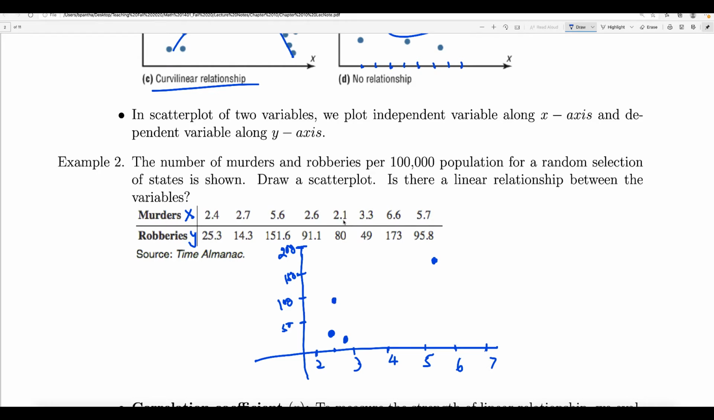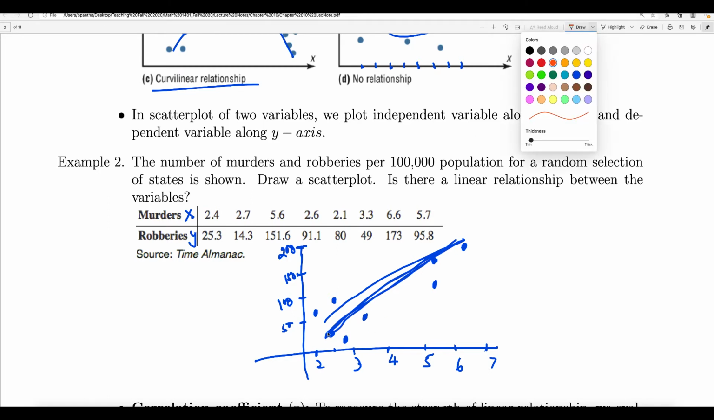Okay, and 2.1, 80. 2.1 is here, 80 maybe somewhere here, and 3.3, 49. 3.3 maybe somewhere here, and 49 maybe somewhere here. Okay, 6.6. So 6.6 maybe somewhere here, and then 173 maybe somewhere here. Okay, and 5.7, 95.8. 5.7 maybe here, 95.8 maybe somewhere here. You see that? So if you look at that, it sounds like a positive linear relationship, because if you draw a line through the middle of those data points, this is what you see, right? Okay, if you draw a line from the middle of the data, this is what it looks like.